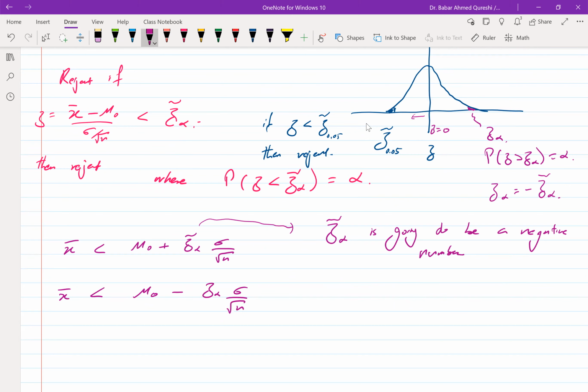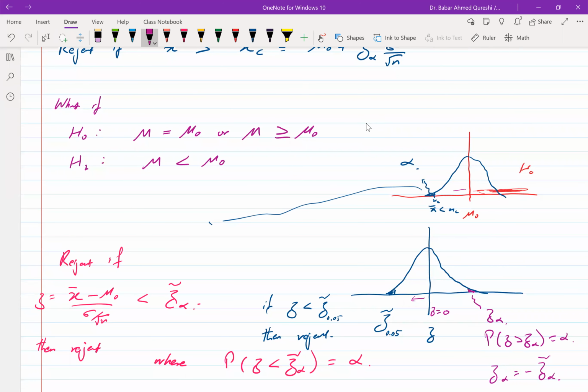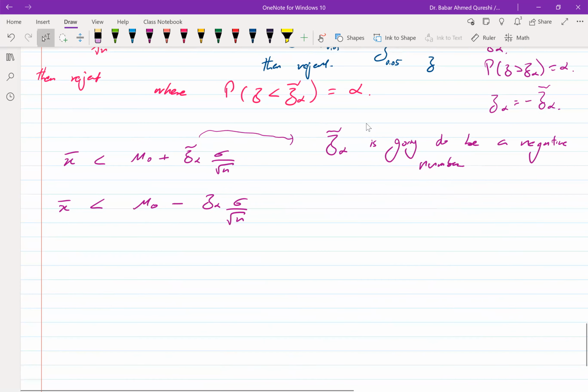And the idea is simple. In this graph, you have mu naught, and you are looking now on the other side. So if you cross a certain threshold and reach a very far away point from the proposed mean, then you reject. So that's why this negative sign is coming in, or you are subtracting a negative number from here.